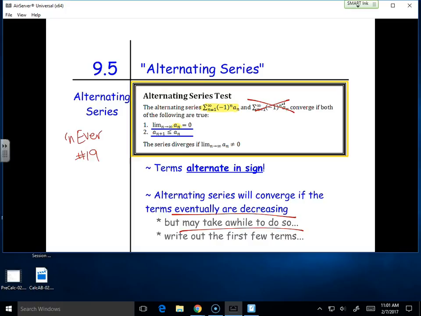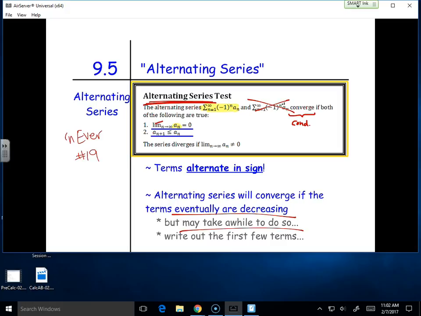So we have endeavor number 19. Endeavor number 19 only proves convergence and divergence of what type of series? Alternating. Does it prove absolute convergence? No. So you might want to make a note to yourself: this only proves conditional convergence. The limit as n goes to infinity equaling 0 and the n plus first term being lower than the nth term only proves conditional convergence for an alternating series.